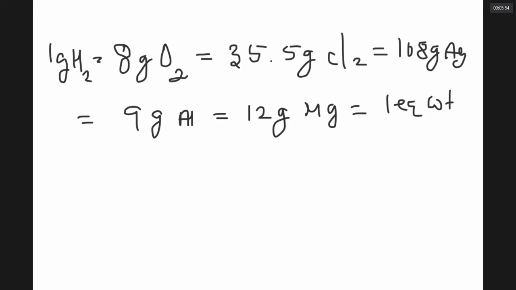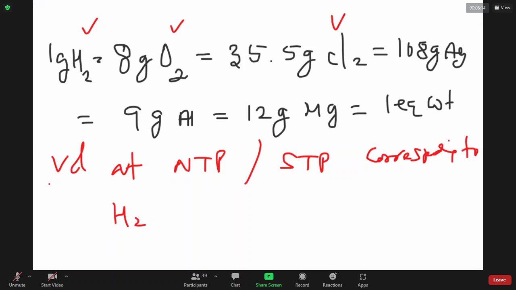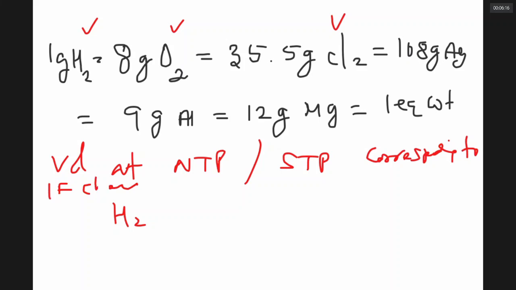Please notice, for gases, which I put a red mark, we can consider volume at NTP or STP, both mean the same. Hydrogen volume corresponding to 1 Faraday charge passage in electrolysis.